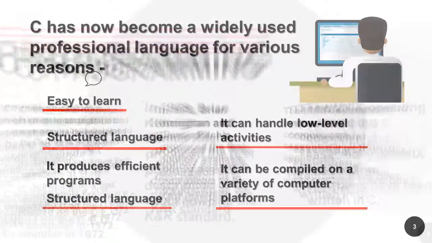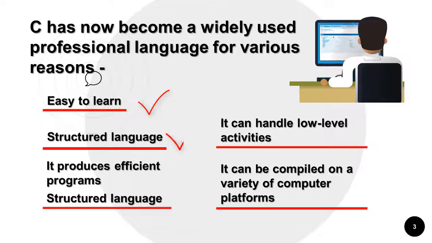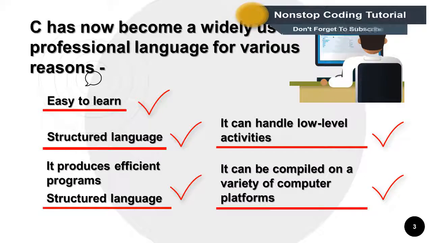C has now become a widely used professional language for various reasons. First, easy to learn. Second, structured language. Third, it produces efficient programs. Fourth, it can handle low-level activities. Fifth, it can be compiled on a variety of computer platforms.